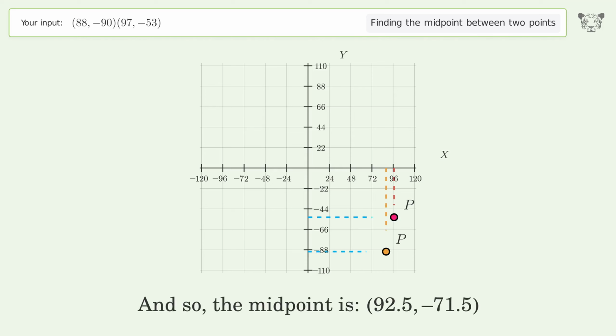And so, the midpoint is 92.5, negative 71.5.